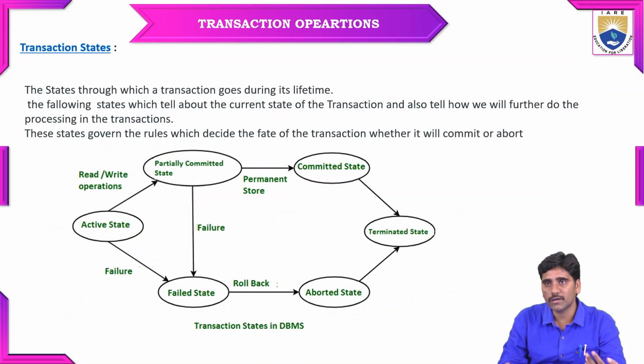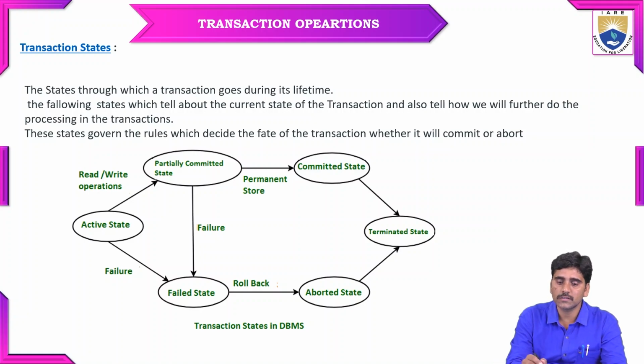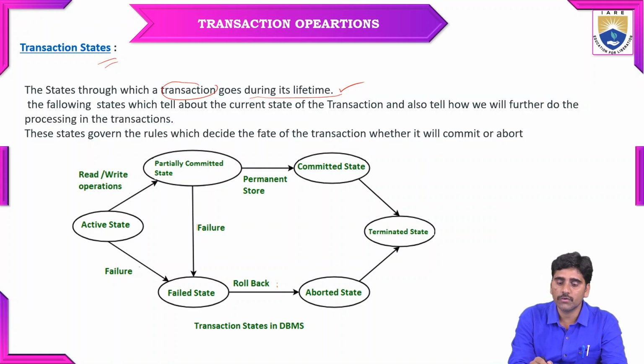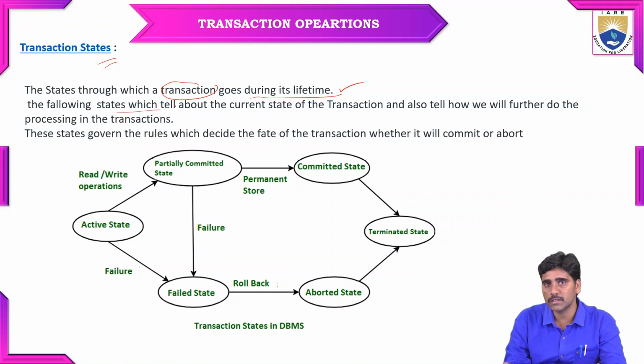And here, what are the states that are performed to complete your transactions? So, transaction states: the states through which a transaction goes during its lifetime. These are the states used to complete or progress the transaction during its lifetime. The following states tell us the current state of the transaction.